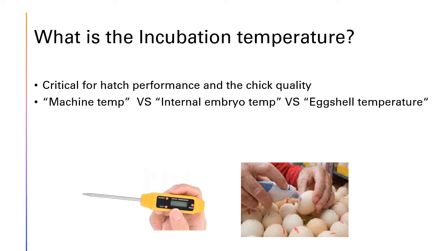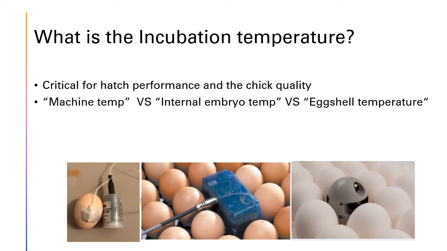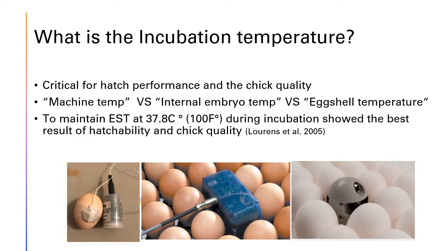However, when the machine door is opened, the temperature can fluctuate because of the influence of outside temperature. Because of this shortcoming, using a logger-type thermometer attached to the eggshell or using installed temperature sensors in the setter trays are suggested alternatives. Maintaining actual temperature at 37.8 Celsius or 100 Fahrenheit during the whole incubation provides the best result of hatchability and chick quality.